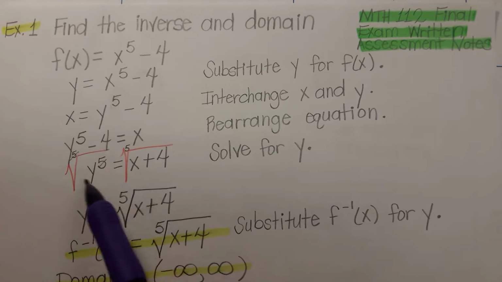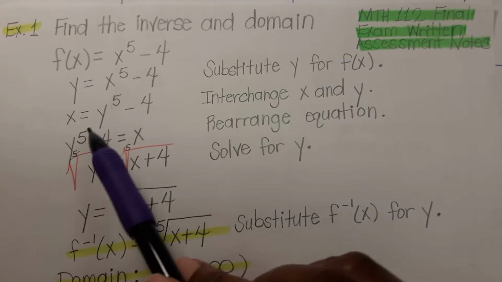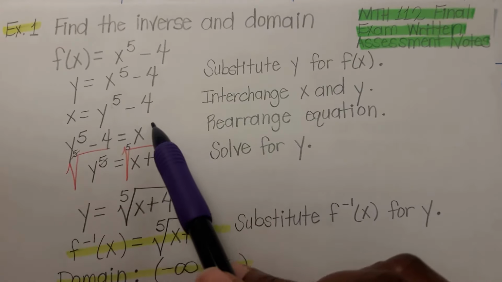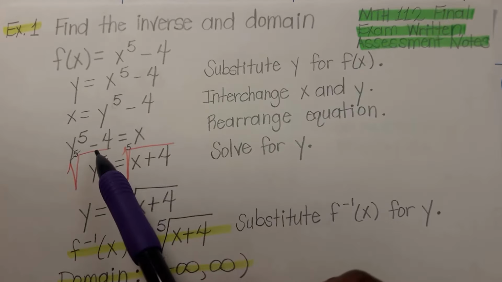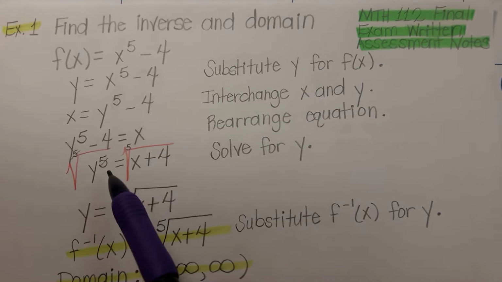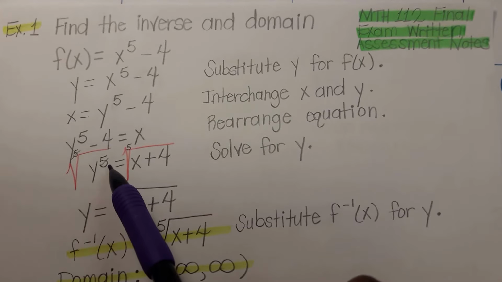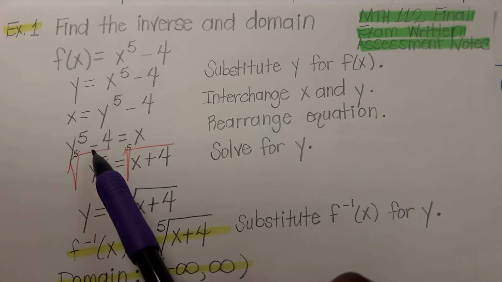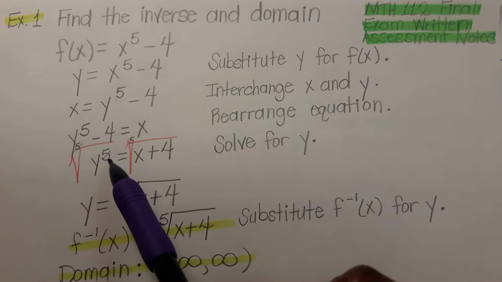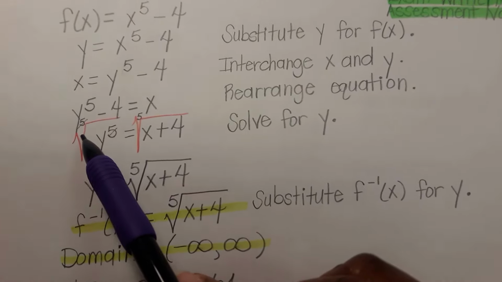From here, I want to solve for y. But before I solve for y, I want to rearrange my equation. So what I did was I placed the y to the 5th minus 4 to the left side and x on the right. I want to isolate y to the 5th as much as possible. So the first step is to add 4 to the right side. To get rid of that 5, I'm going to take the 5th root.